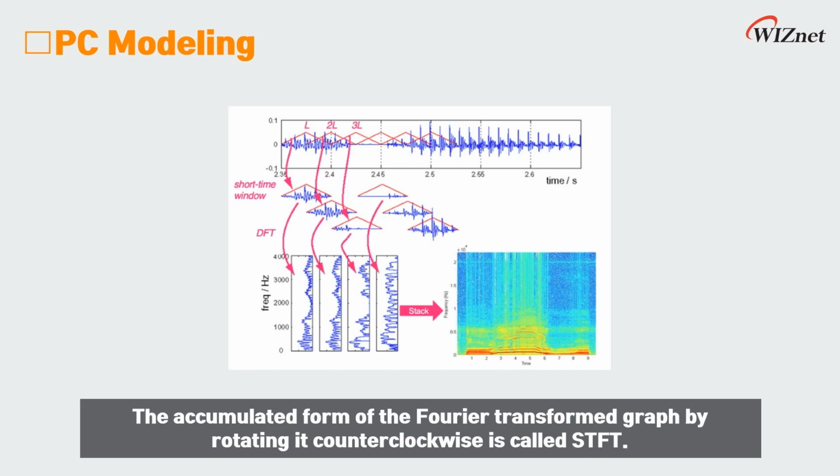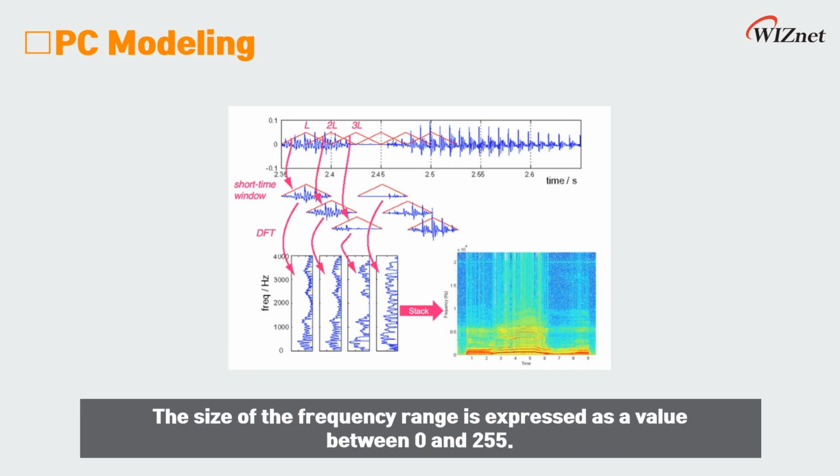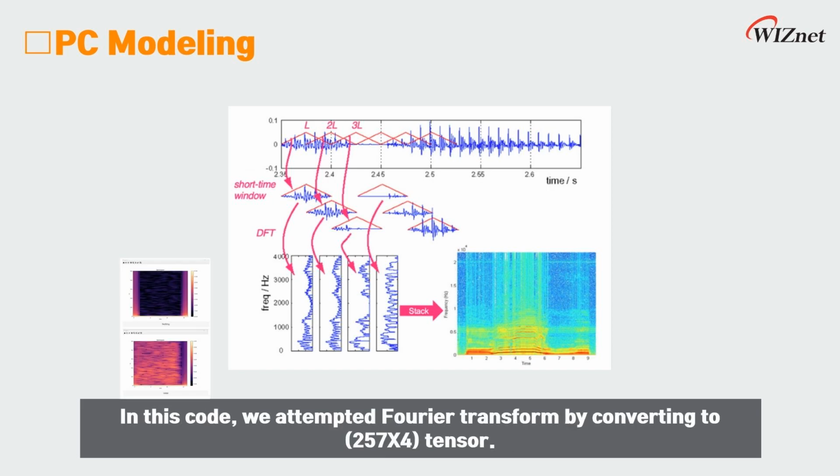The accumulated form of the Fourier transformed graph, rotated counterclockwise, is called STFT. The size of the frequency range is expressed as a value between 0 and 255. In this code, we attempted the Fourier transform by converting to a 257x4 tensor.